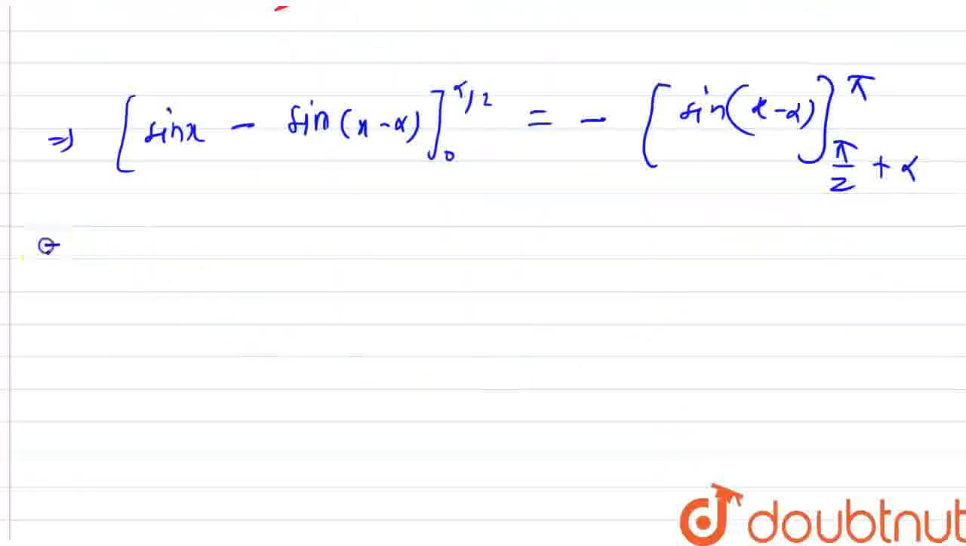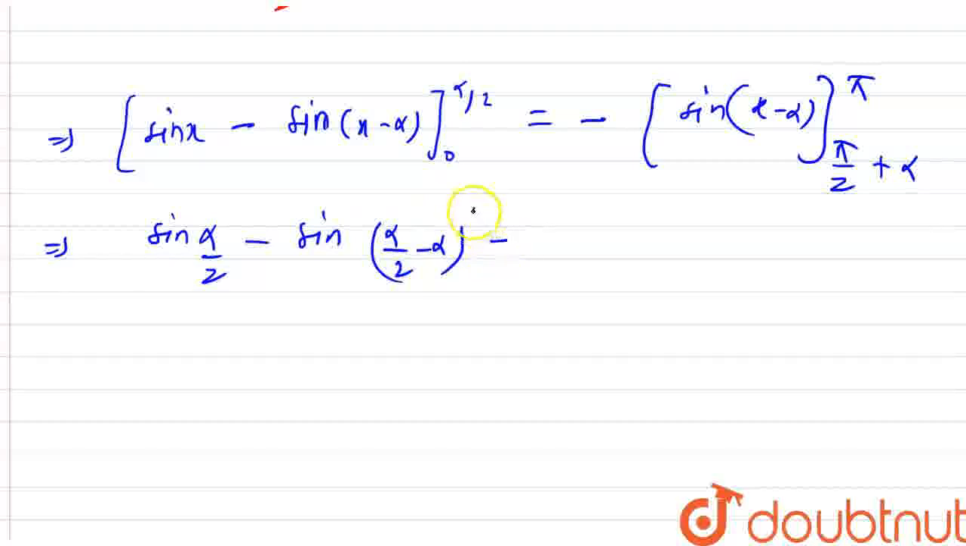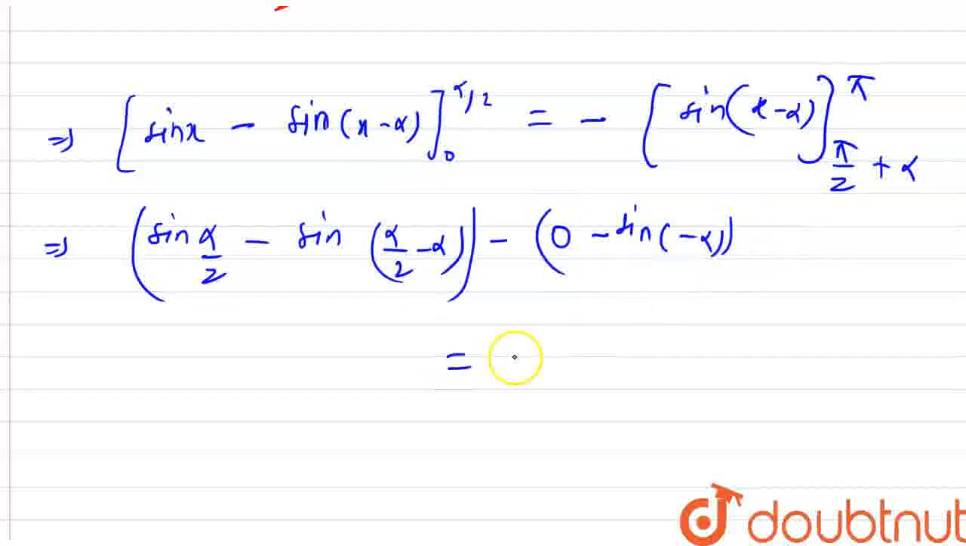I'm going to apply the limits. So basically it will be sin alpha by 2 minus sin alpha by 2 minus alpha, upper limit minus lower limit. I'm going to apply the lower limit, which is 0. So sin 0 is 0, minus, on putting 0 here, it will be sin of 0 minus alpha, which is sin of minus alpha. Equals to, on the right hand side, putting pi, it will be sin pi minus alpha, minus lower limit, so it will be sin of pi by 2 plus alpha minus alpha, which will be pi by 2 only.